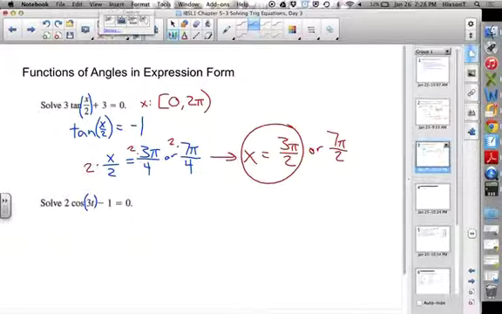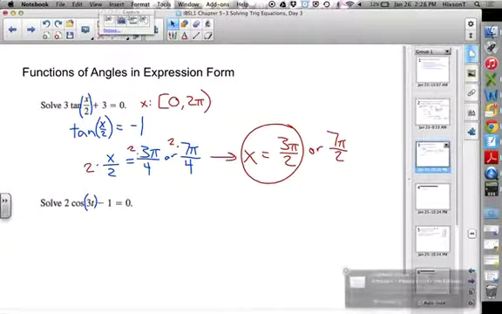Why don't you try the second one? 2 cosine of 3t minus 1 equals 0.